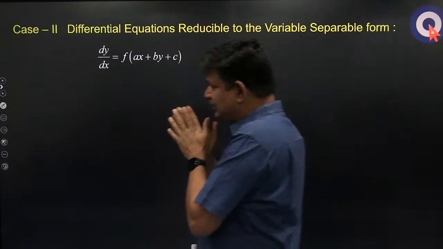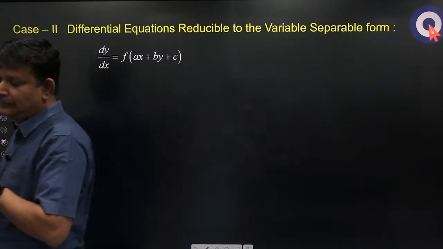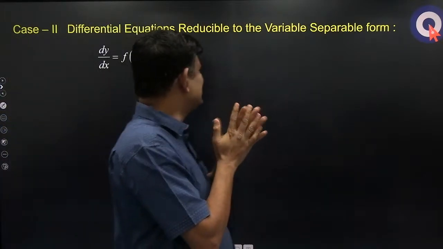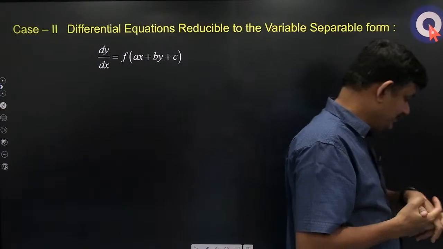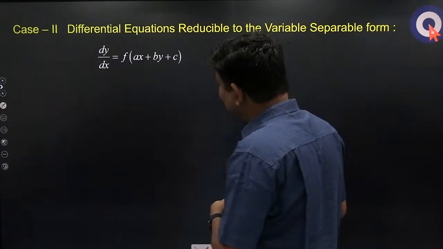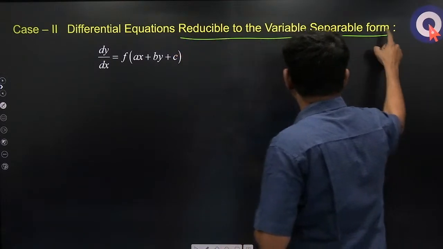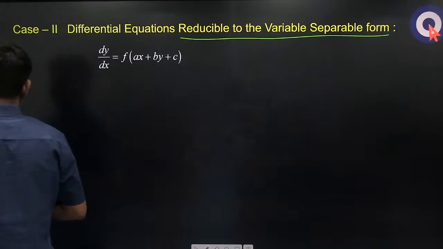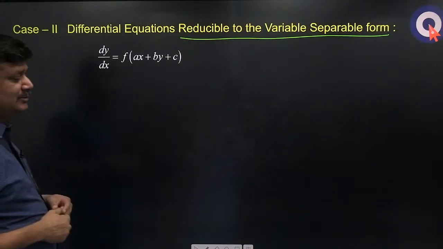There will be some differential equations which are not variable separable, but with some care, if you see, they can be reduced to variable separable. These are called equations reducible to variable separable form.